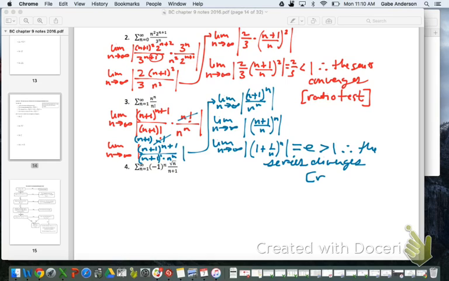And that is the ratio test. I don't know that I would expect you to pull that out of your hat, the whole e thing there, but I think you can probably see that the resulting number is going to be bigger than 1.